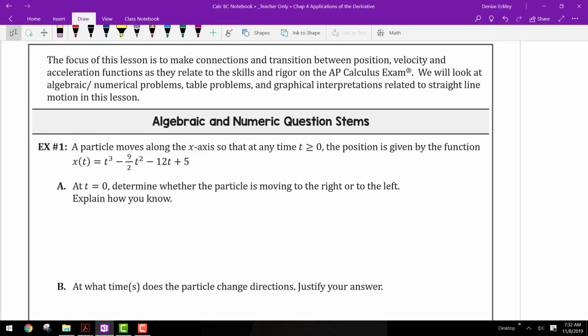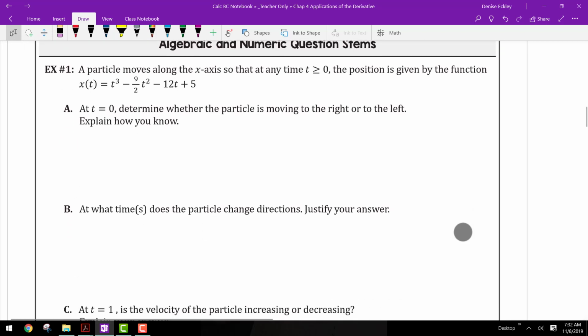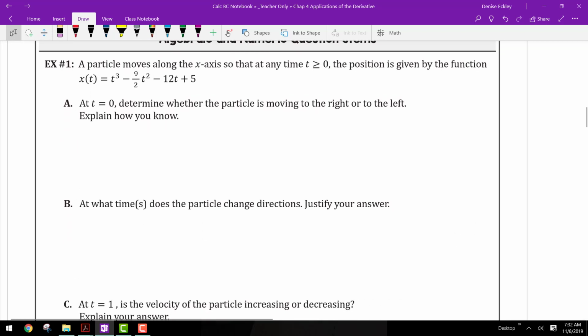In fact, the last page of this section deals with calculator questions. So let's just hop right into these examples because they're just going to be a continuation of what we did in Unit 2. So example 1.